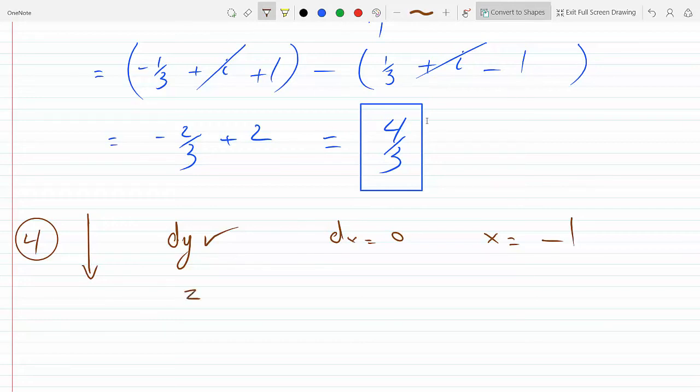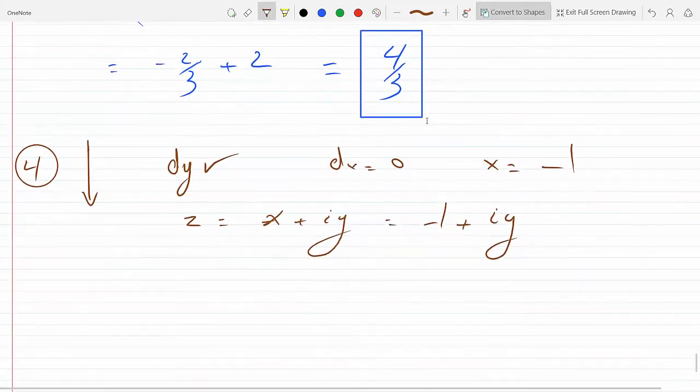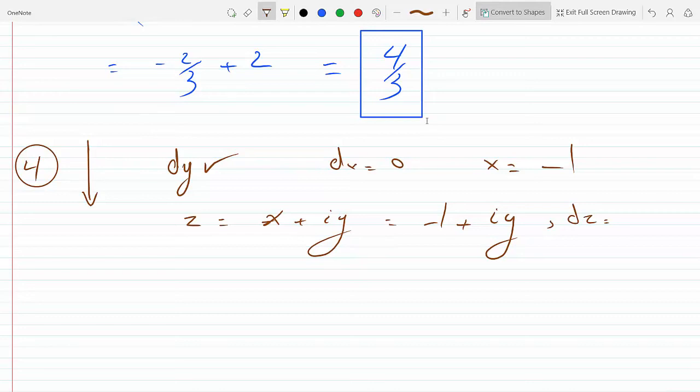And so z is equal to x plus iy, right? x is minus 1, iy is just iy because y is varying. We don't know what y is. And so dz will be just, x does not vary, there's no dx, no change in x, so this will just be i dy.